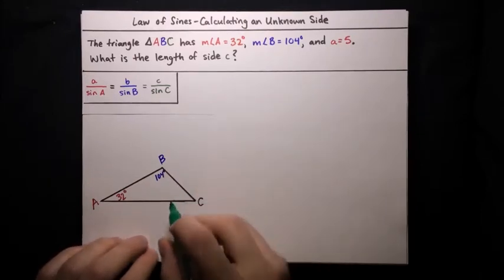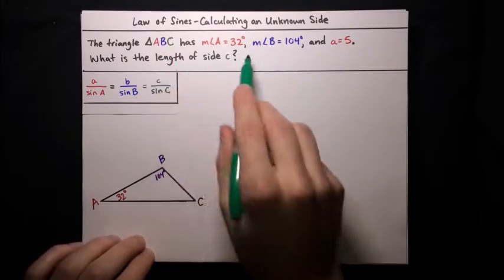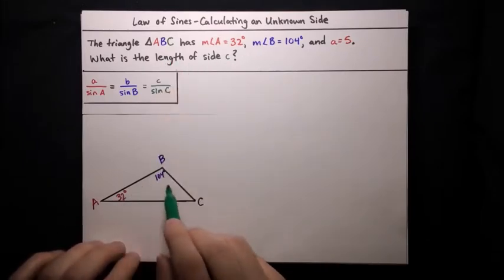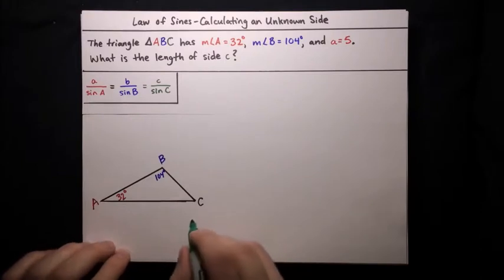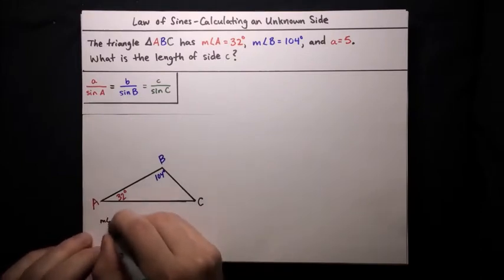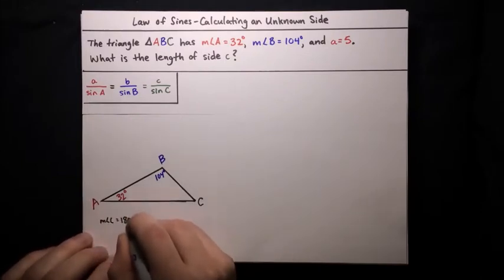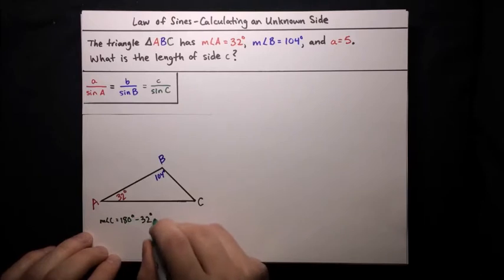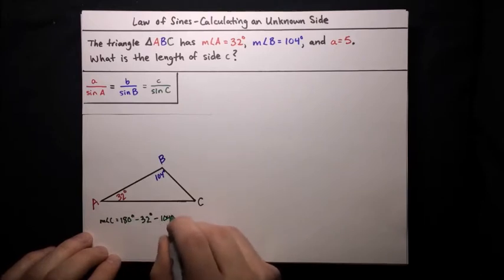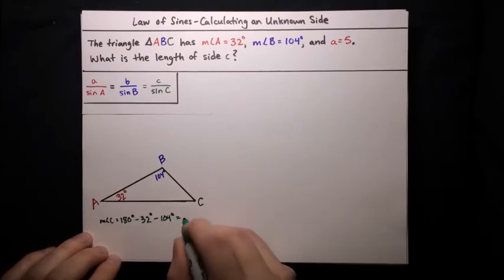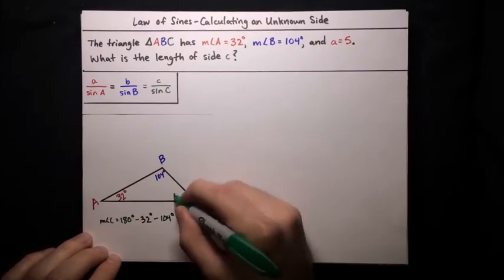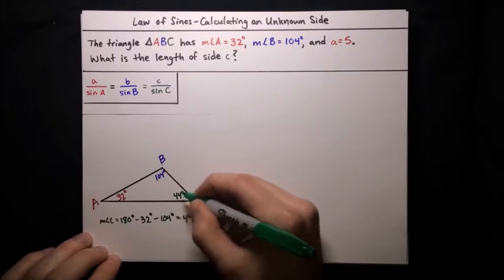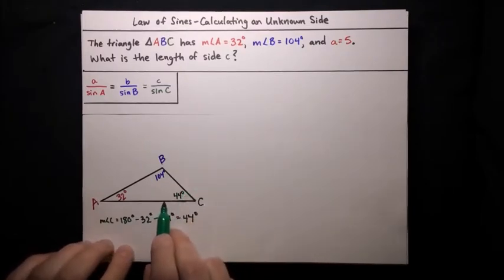And then we lastly have angle C, and while we're at it, why don't we just figure out what measure of angle C is? That's not given, but since the triangle sums to 180 degrees, measure of angle C is just going to be equal to 180 degrees minus the other two angle measures. So minus 32 degrees and minus 104 degrees, and the result of that is just 44 degrees. So that's the measure of angle C. C is just 44 degrees. Okay, so now we've got our triangle.